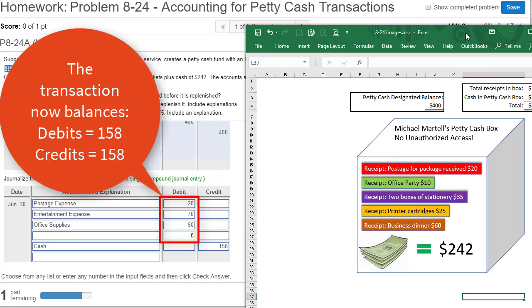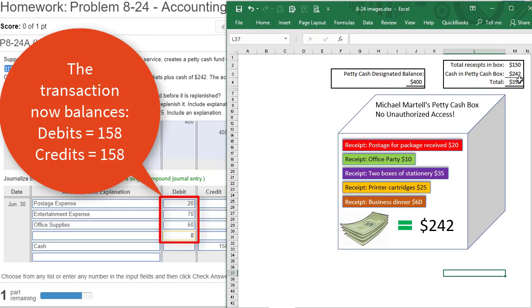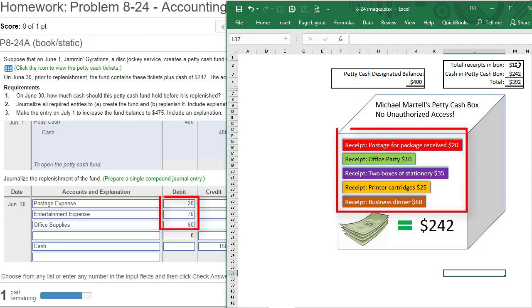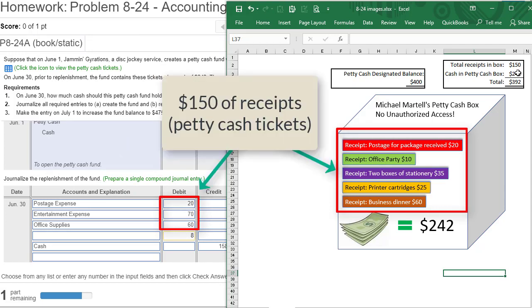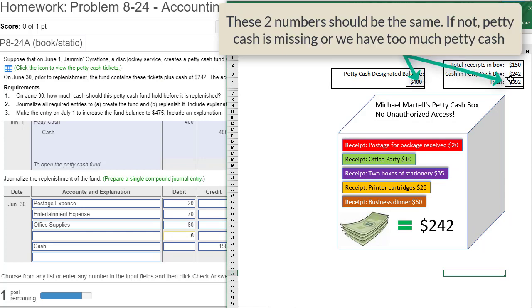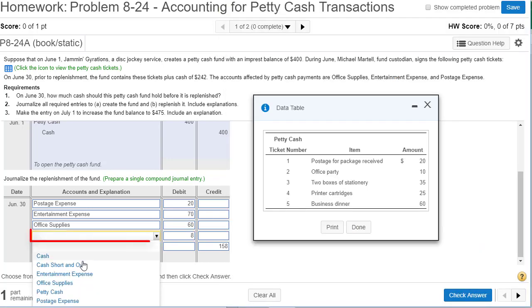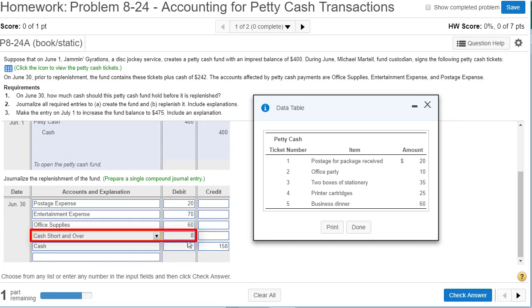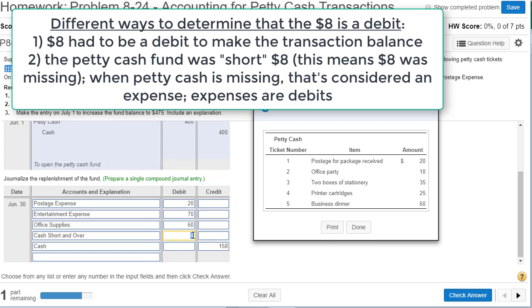Well, remember, Michael's petty cash box had $150 of receipts and cash of $242, which should have equaled $400. So that means he was short $8 cash. So that's the other way we can calculate this $8 cash short and over. There are 2 reasons the 8 goes on the left side, because that's what's going to balance the transaction, right? We have 158 on this side, 158 on this side.